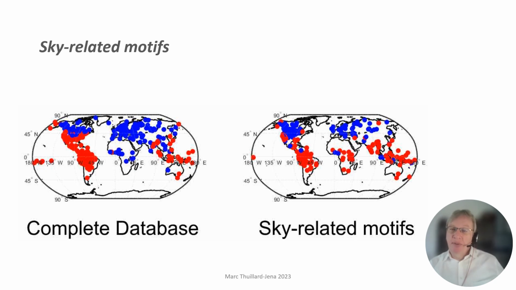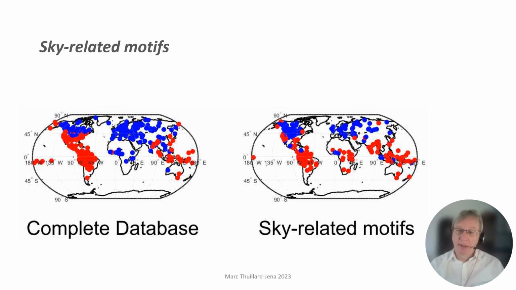Now you can do the same analysis on sky-related motifs. You select the motifs related to the sky and you see basically the same picture. These two regions. There are some differences, like the sky-related motifs in Africa are more related to South America and New Guinea. And also in some regions, you don't have too much data and you don't get too much data that got validated.